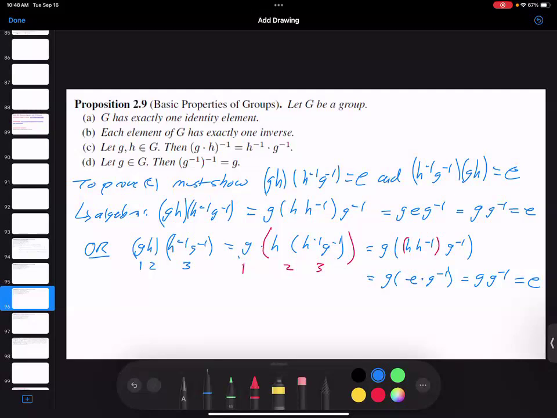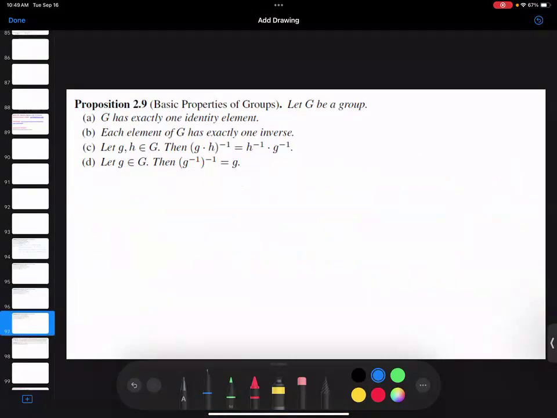And now, for the next one, we have to do the other side. So now we would have to do H inverse G inverse times GH, which is similar. I'm not going to go through and do it. It's the same kind of calculation. So C was far more straightforward. And then the last one is to prove that G inverse inverse is G.